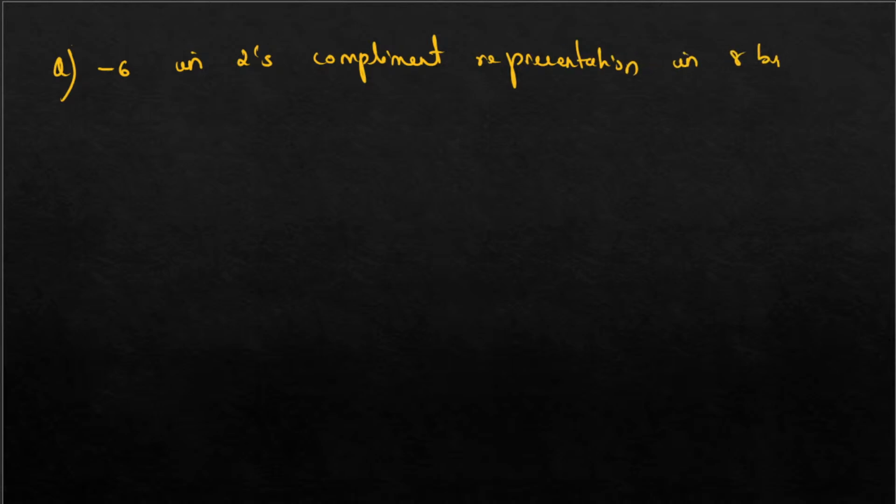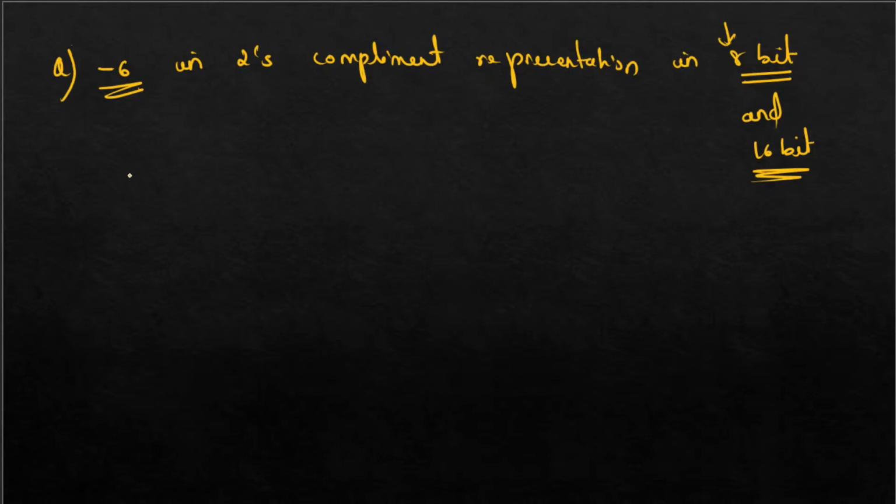The question was: -6 is given in 2's complement representation in 4 bit, I think, or something like that, and the extension was asked for 8 bit and 16 bit. So -6 was given in 2's complement and the representation was asked for 8 bit and 16 bit. So what will be the answer?